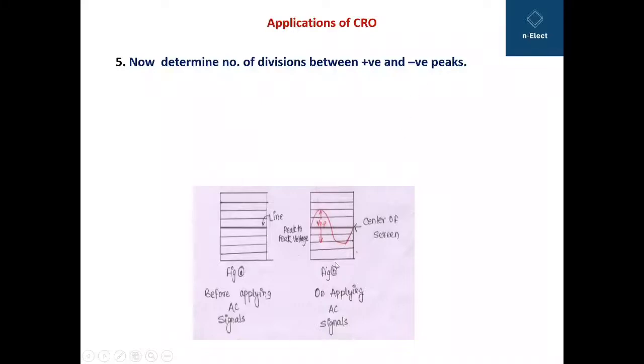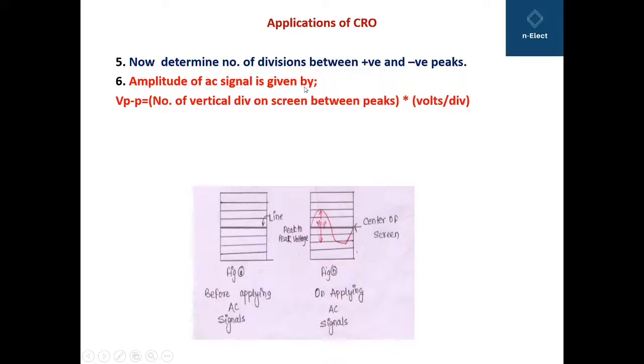On application of AC signal, we will get such type of AC signal on the screen. And here, to determine the number of divisions between positive and negative peaks, this is the positive peak of the signal and this is the negative peak of the signal. And this voltage is identified as VPP, that is peak to peak voltage.